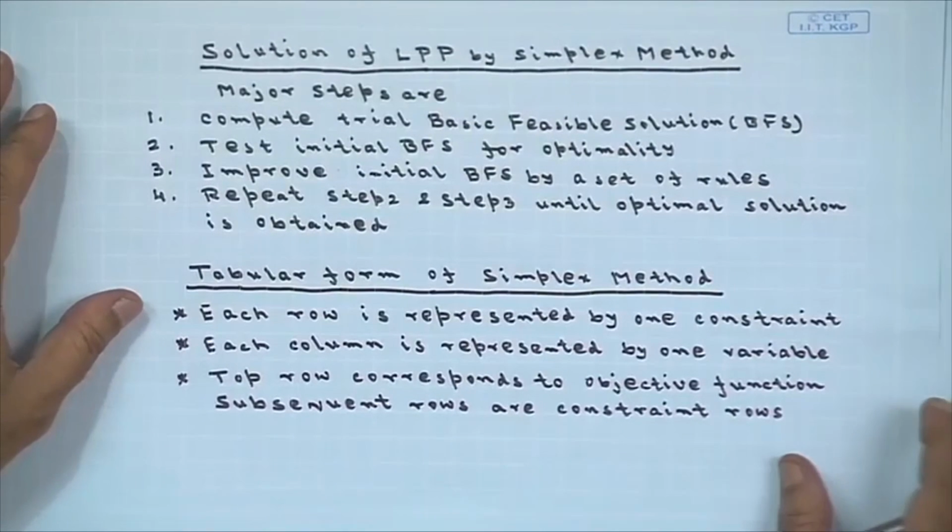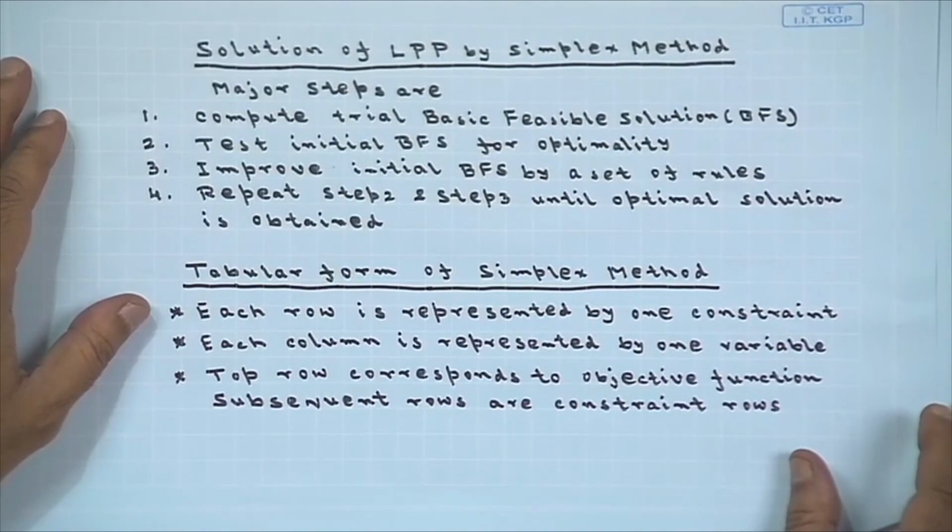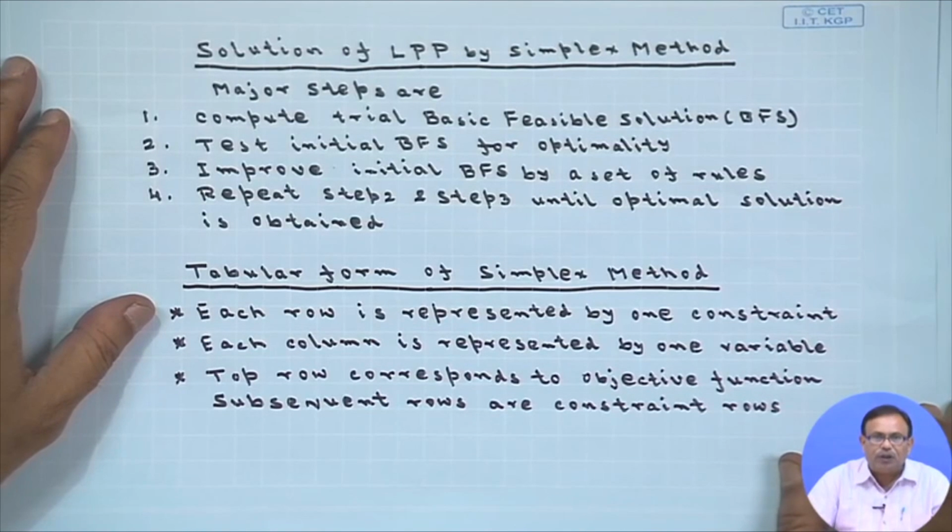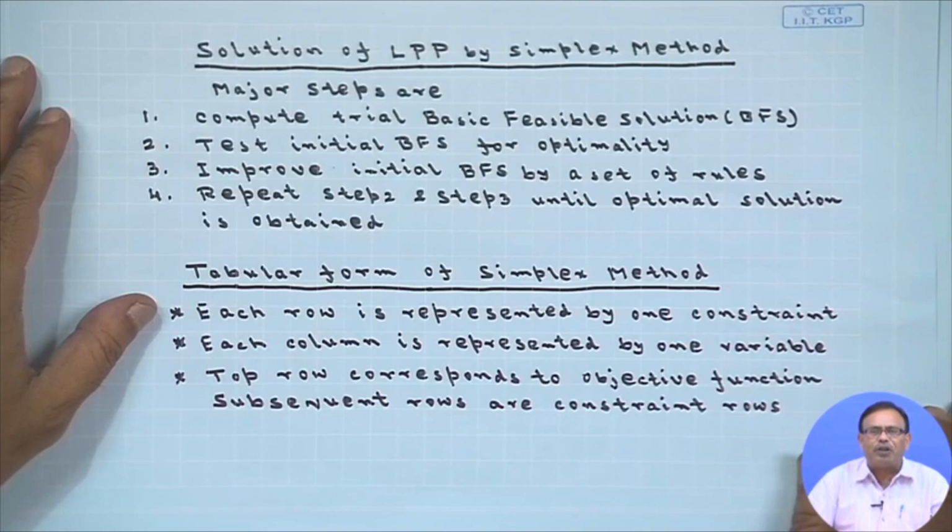Now, let us see what is the solution of LPP by the simplex method. What are the steps used in this particular method? The steps are: first, compute the trial basic feasible solution. As I have told, you have the feasible region, and you have to find out the basic feasible solution. We have defined earlier what a basic solution is, and from the basic solution how to find the basic feasible solution. Here we will use the concept of linearly independent vectors. Whenever we go through the examples, we will discuss it.